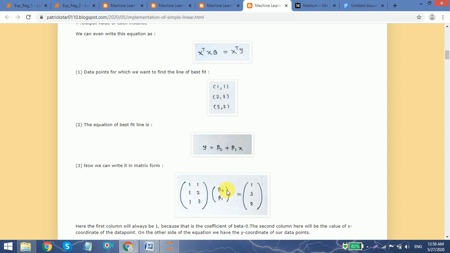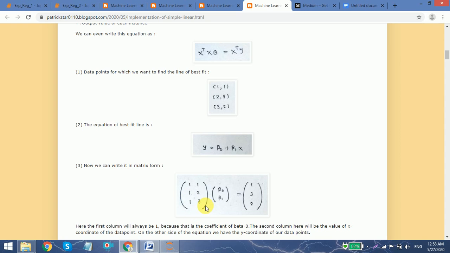Here beta 1 is the coefficient value of x. If you multiply this matrix, it becomes 1 into beta 0 plus 1 into beta 1 equals 1, then 1 into beta 0 plus 2 into beta 1 equals 3, and 1 into beta 0 plus 3 into beta 1 equals 2. As you can see, 1 is always going to be the coefficient of beta 0. Since we are going to form a matrix representation, the value of this column should not be left 0, so we take the first column as 1 always, and the second column is the value of x.